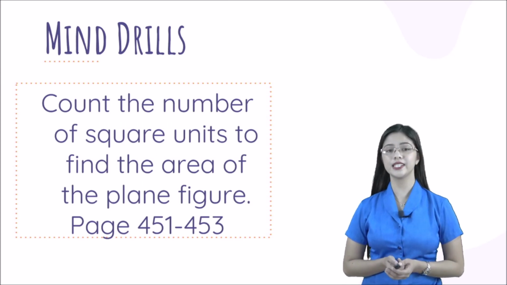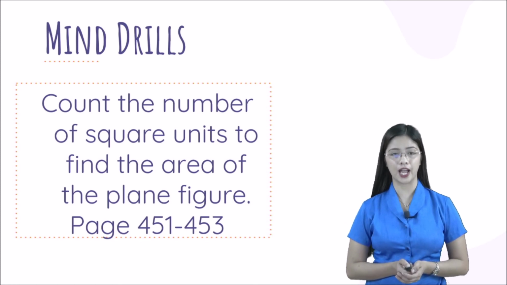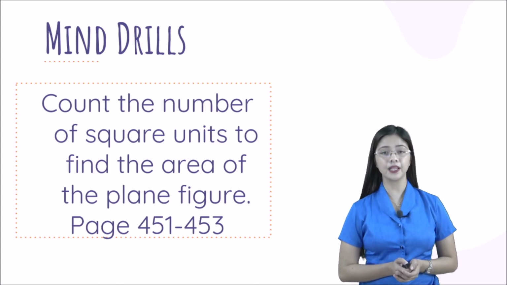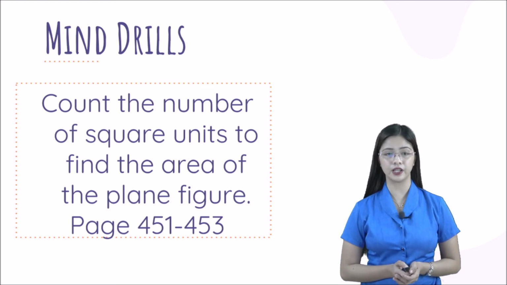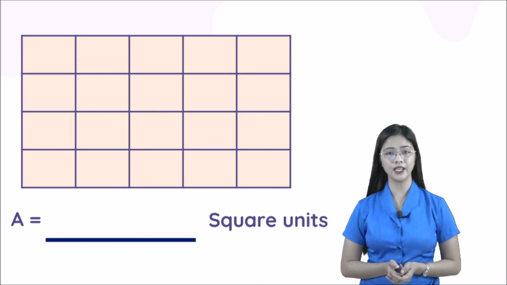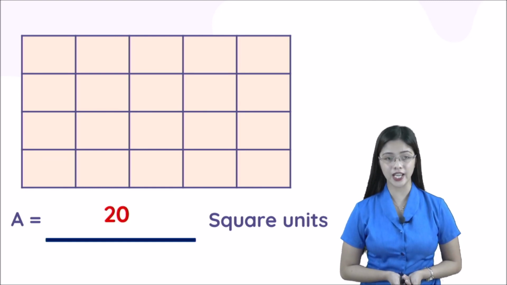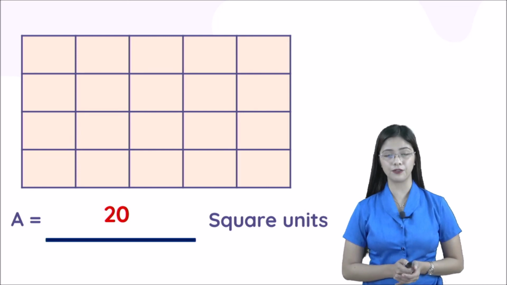All you need to do is to count the number of square units to find the area of plane figure on page 451 to 453. Again, I repeat, all you need to do is to count the number of square units. So here, for the number 1, we have the width of 5 and the length of 4. So we can also do multiplication. 5 times 4 is equal to 20 square units. Okay? You can also count it if you want.